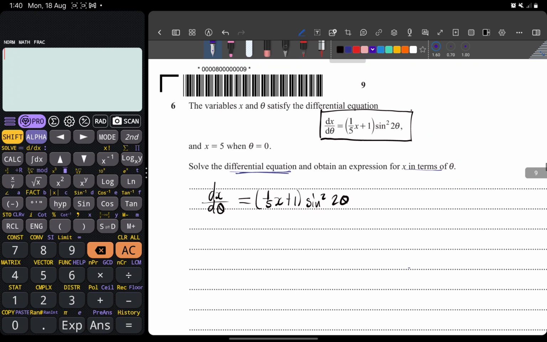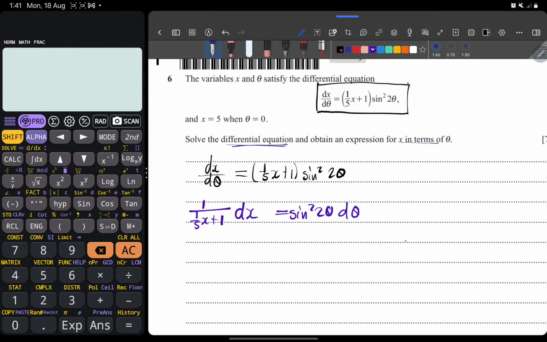So what is that? You take things that are alike to one side, and you remain with the things that are alike on the other side. You separate the things to make sure that dx meets things that have x, and d theta goes to things that have theta. Since d theta is in the denominator, we'll take it to the right, which means dx remains on the left, and everything with x has to come to the left. It was multiplying, so when it comes to the left, it should divide. So we put it as 1 over 5x plus 1, and the dx would have remained. This is now equal to sine squared 2 theta on the right, and d theta has come there now.